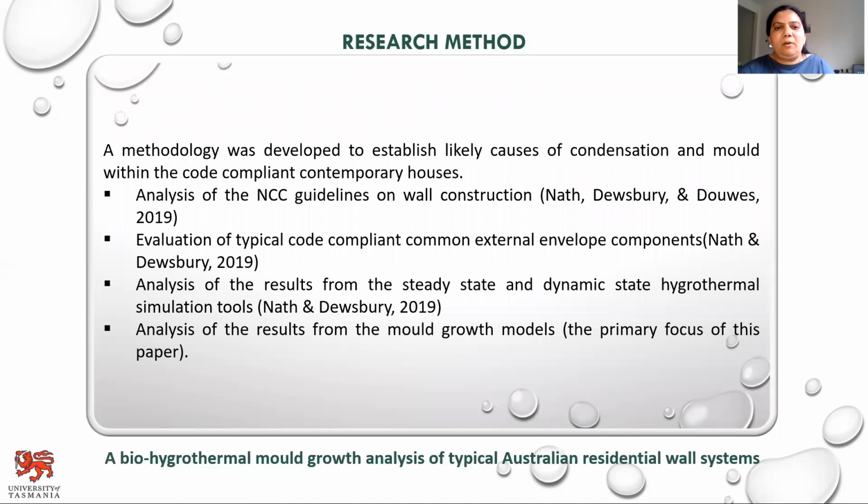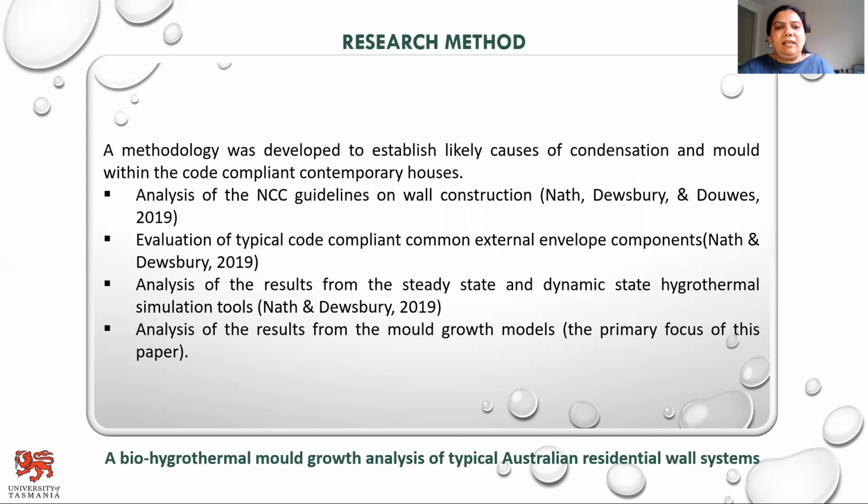A methodology was adopted to establish likely causes of condensation and mold within code-compliant contemporary houses. Here are a few steps detailed out. The first step is to analyze the NCC guidelines on wall construction. The next step is to evaluate typical code-compliant common external envelope components. In this research, we have analyzed three commonly constructed wall systems: brick veneer, weatherboard, and compressed fiber cement sheet. In this conference paper, we have discussed the results of a brick veneer wall.